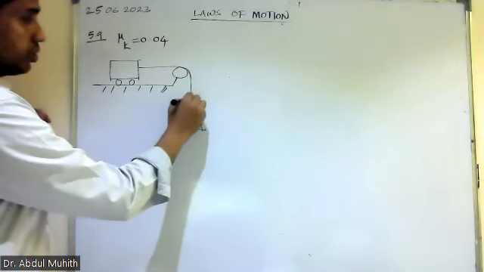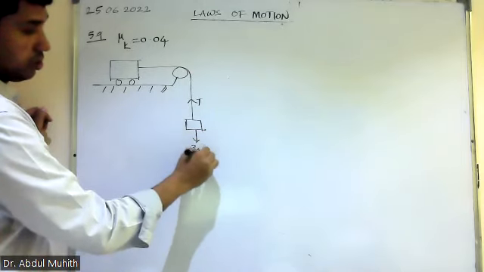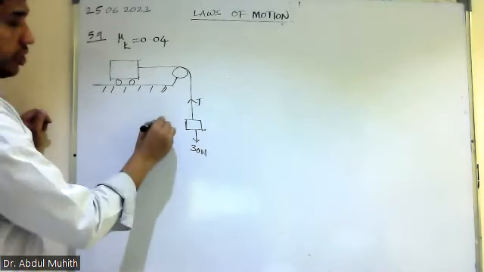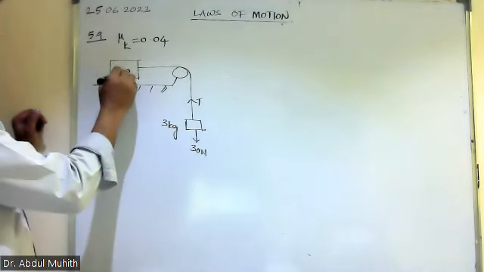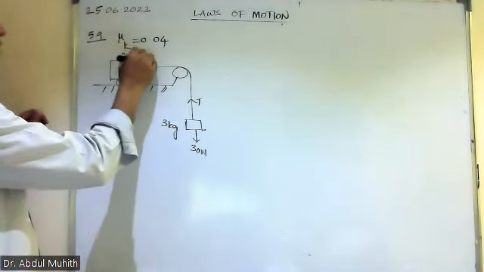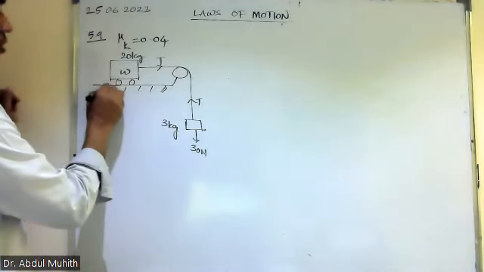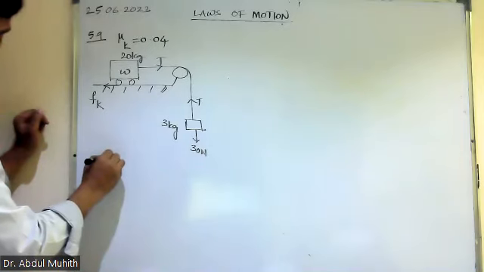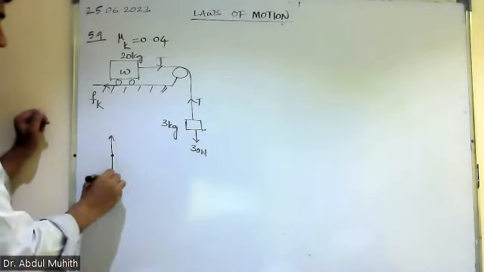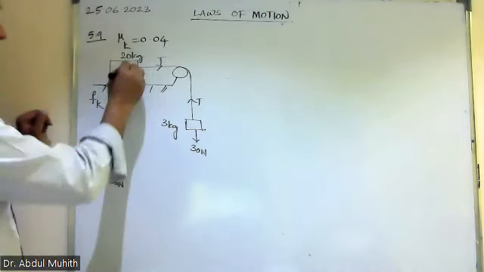So here T is the tension. This is 30 newtons. So 3 kg. And W is the weight. This is 20 kg. T is the tension, and F is the frictional force. Fk is the frictional force. So here weight is acting downwards. So that is 30 newtons. T is the tension.